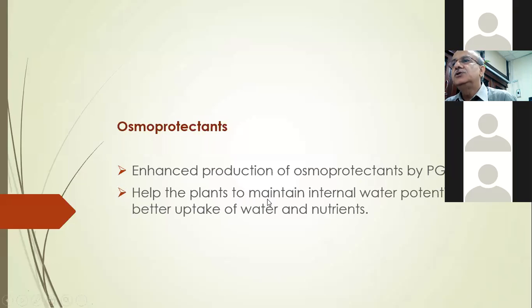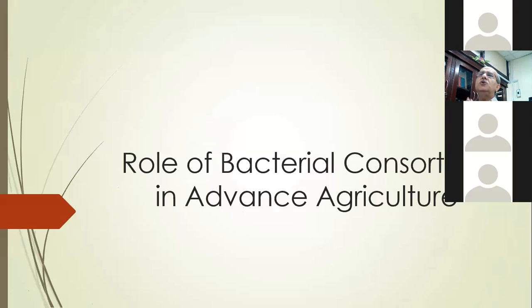These help the plants to maintain internal water potential for better uptake of water and nutrients. I have just explained, when there will be more production of osmoprotectants inside the plant, there will be not more positive water potential. Instead, the water potential inside the plant will also decrease. So the water from inside the plant will not come out, and the plant will survive under salt-affected conditions also. You people have studied this in your salinity classes. Yes. So this was how we can use the bacteria under stress and normal conditions.